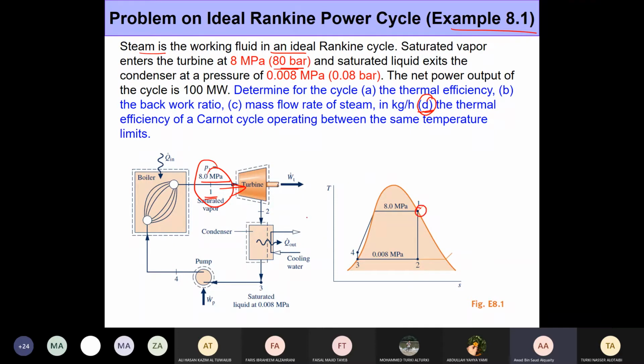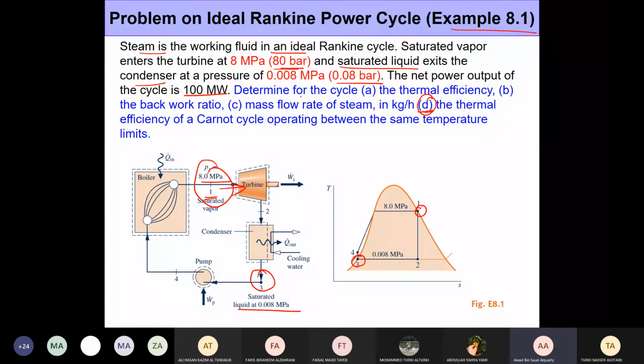The other thing we know is that saturated liquid is exiting the condenser at 0.08 bar. So we know the exit state of the condenser, which is this. It's saturated liquid at 0.008 MPa, or 0.08 bar, and this is where it looks on the TS diagram. The net power output of the cycle is given. It's 100 megawatt, which is good.